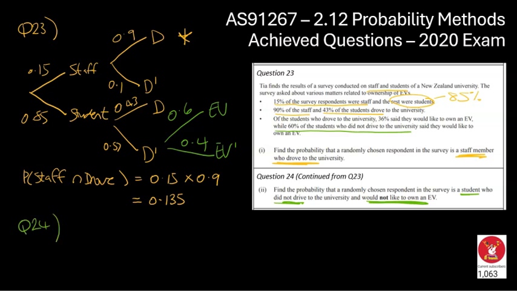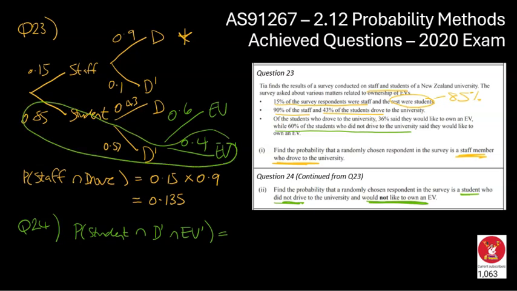So I guess we're into question number 24 now. Should I write that down sooner? So we've been asked for the probability that they were a student and they did not drive to university and they don't want to get an EV. So we're going to multiply all these branches together. So it's going to be 0.85 times 0.57 times 0.4. So we plug that into our calculator, and I got 0.1938.